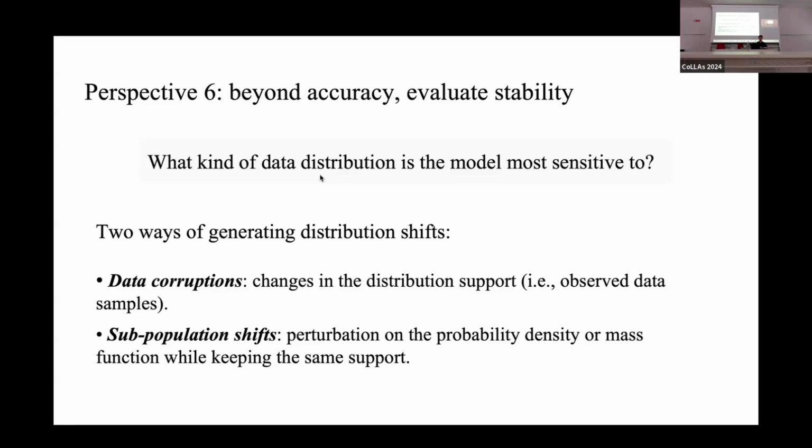And actually recall that there are two ways of generating distribution shifts. The first one is data corruption. It means that maybe the distribution support can be changed, as our samples may be polluted or modified by someone else. And the second source is subpopulation shift. It means that there may be some perturbations on the probability density or mass function while keeping the same support.